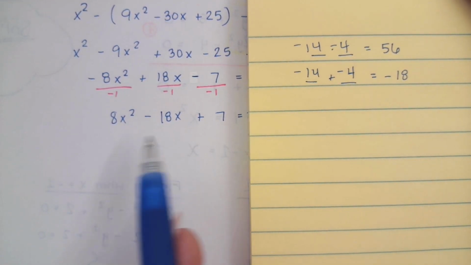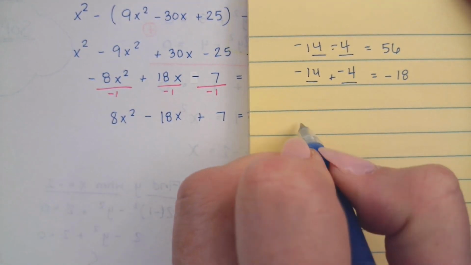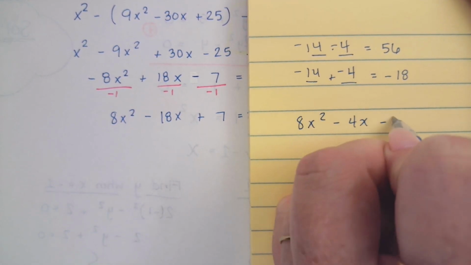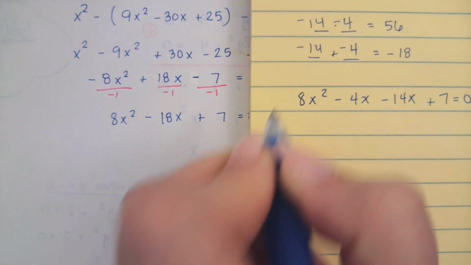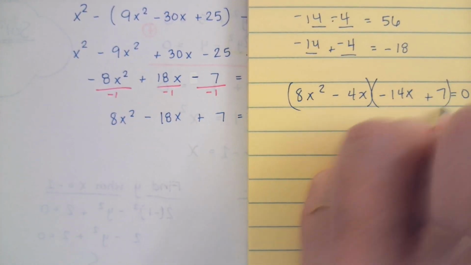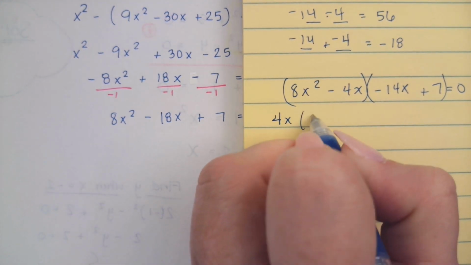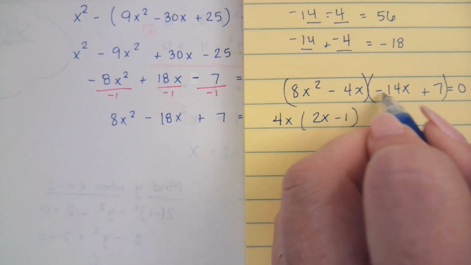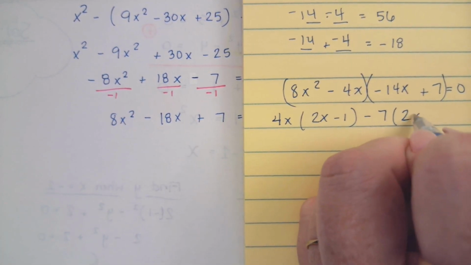Alright. To make Danny happy, I'll put the -4 closer to the 8x squared, and the -14x plus 7 equals 0. Group. GCF of the first group would be 4x, so that leaves me with 2x minus 1. GCF of the back group, -7, so that would leave me with 2x minus 1.